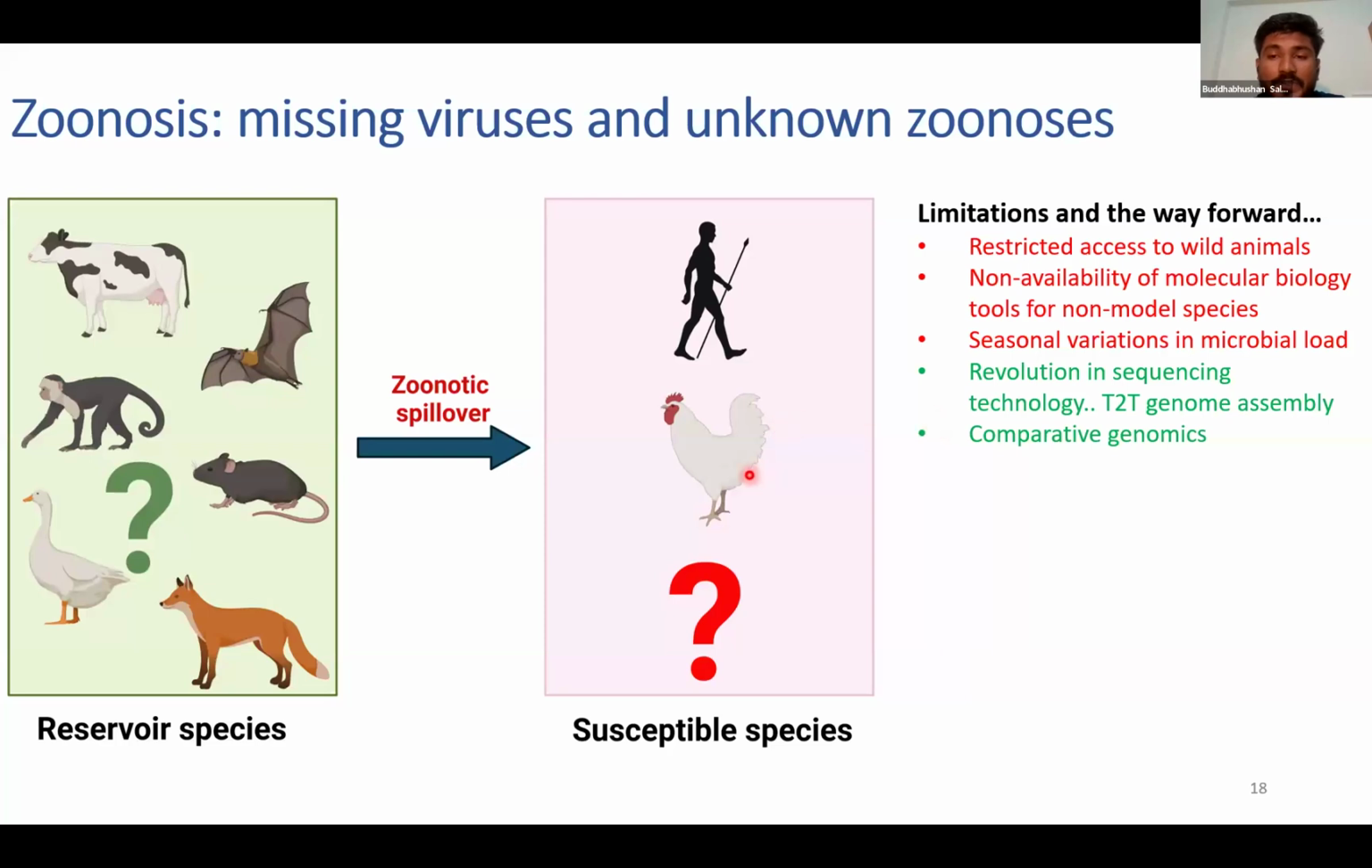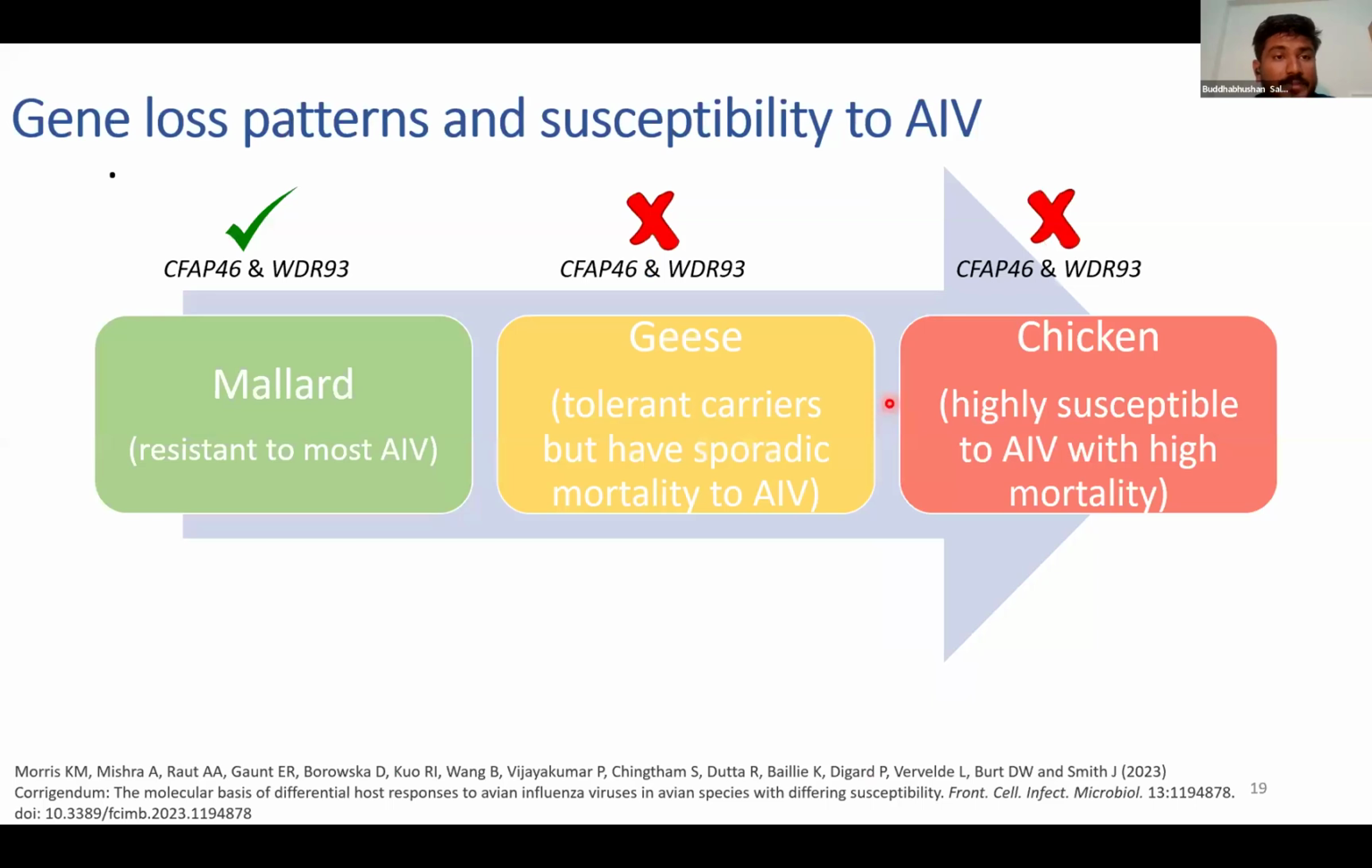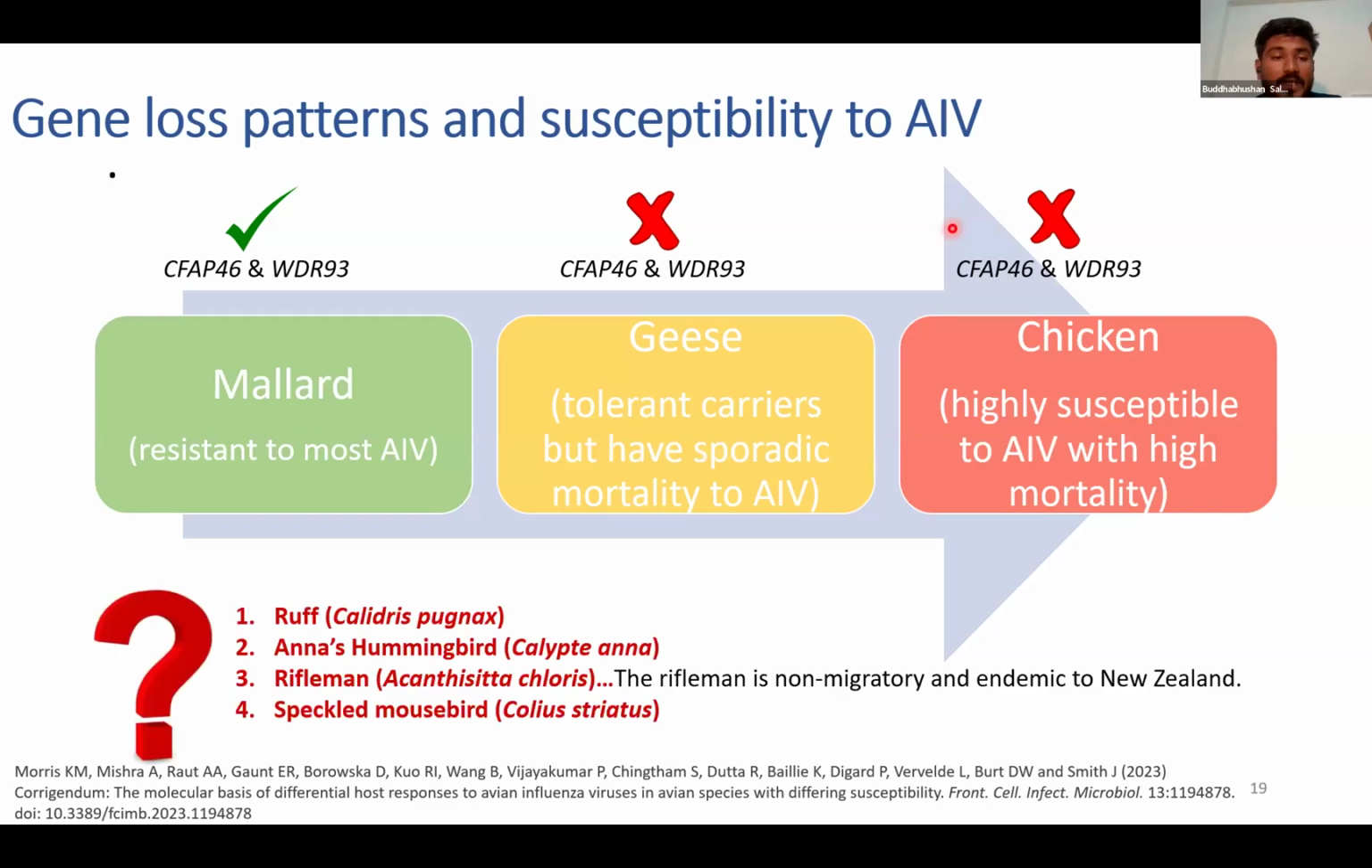But nowadays, more and more genome assemblies and computational tools are available, so comparative study is possible. Here we see the pattern of gene loss. In mallard, which is resistant, this gene is intact, but in geese, which show sporadic mortality, and in chickens, which also show susceptibility, the gene got lost. Now the question is, what are the other species? Are they susceptible to influenza, and can they be treated in the near future? That needs to be studied.